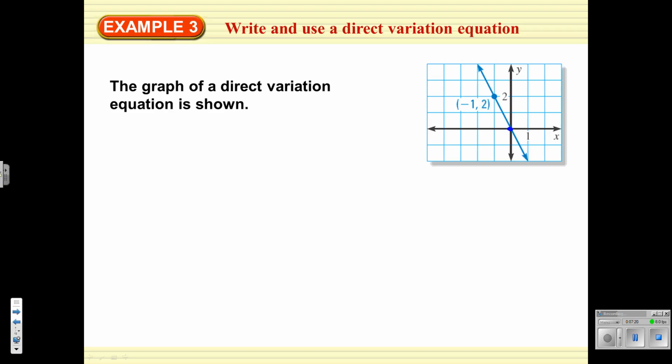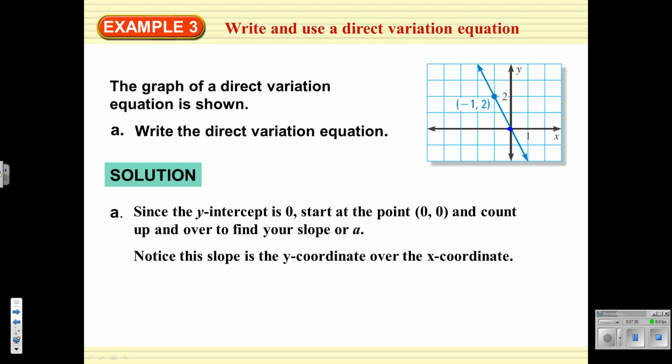And we are going to write it. So write the direct variation equation. I need to know what my slope is. Since the y-intercept is 0, start at the point 0, 0, and count up and over to find your slope or your a. So we go up 2, so it's a positive 2 that we go up, and then we go to the left 1, which is a negative 1. So my slope is positive 2 over negative 1. Okay, so my slope is negative 2 over positive 1.